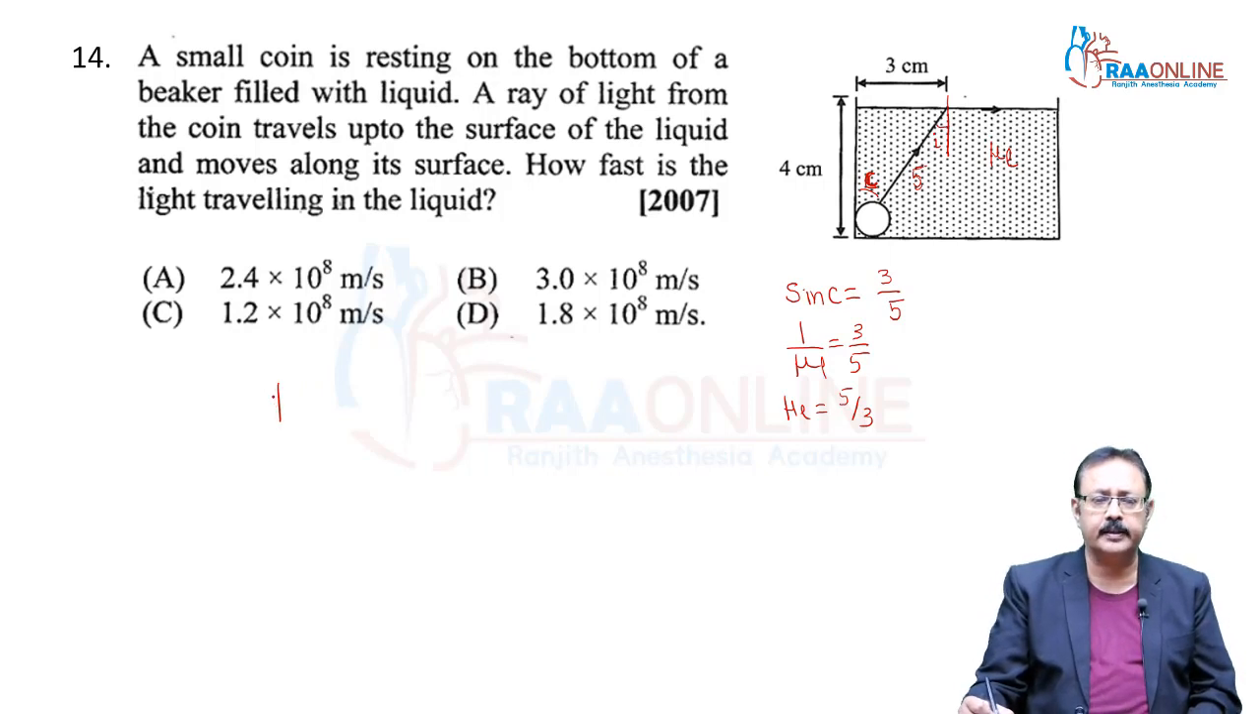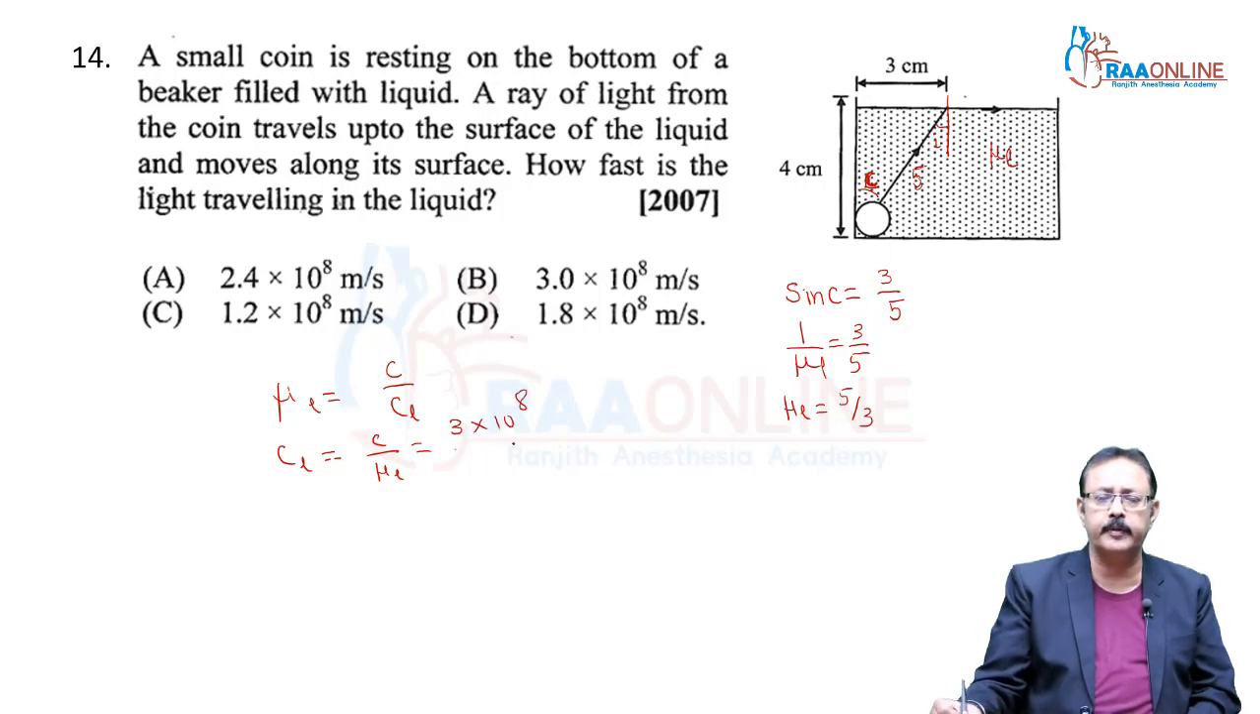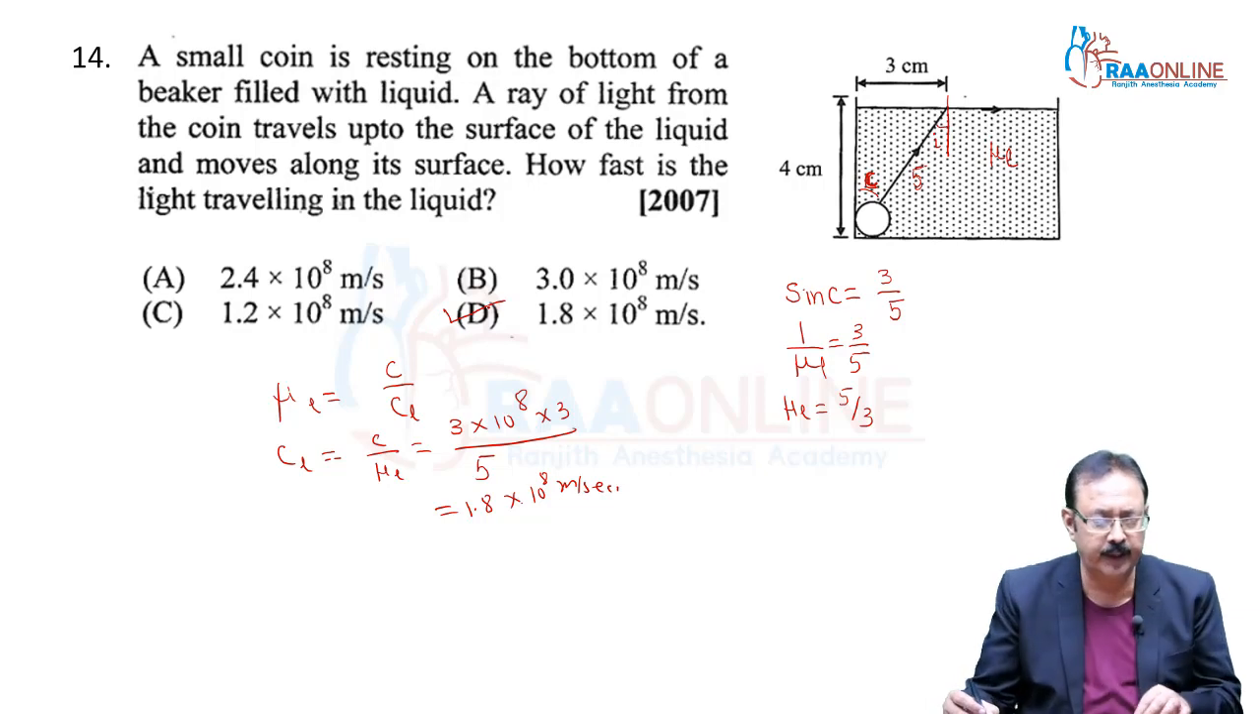But refractive index is equal to speed of light in air upon speed of light in medium. So in this medium, the speed of light should be c upon mu L. What is c? In air, light travels with a speed of 3 into 10 to the power 8 meter per second, and mu L is 5 by 3, take 3 in the numerator. So 9 by 5 means 1.8 into 10 to the power 8 meter per second. So we will go with option D. 14th is D.